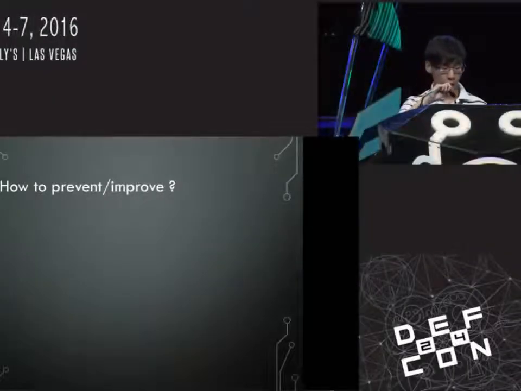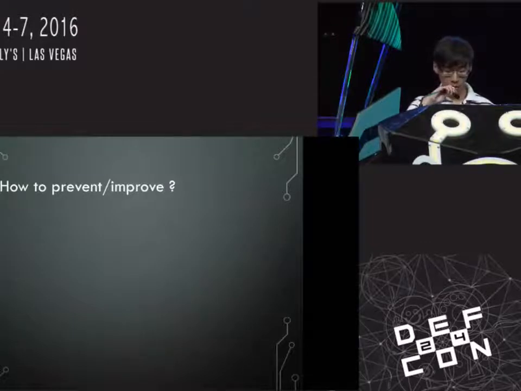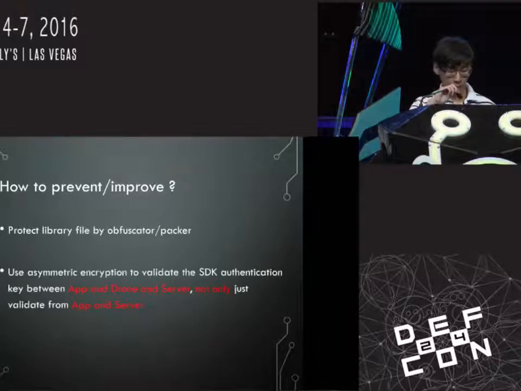So how to prevent or improve this? The vendor can protect their library file by obfuscator or packer, or use asymmetric encryption to validate the SDK authentication key between apps, drone and the server, not just validate data between the app and the server.